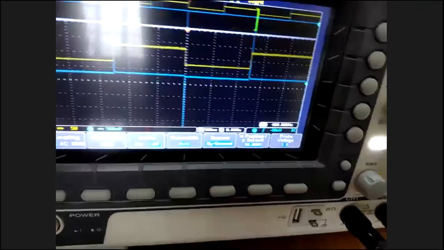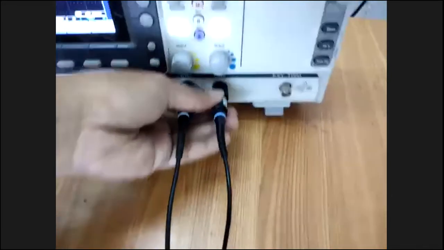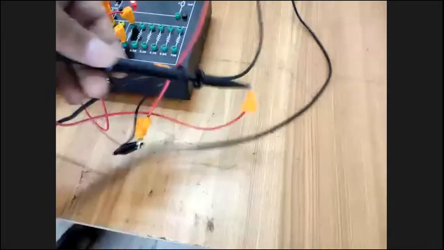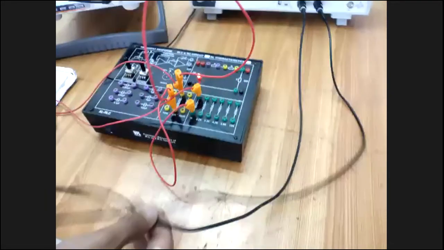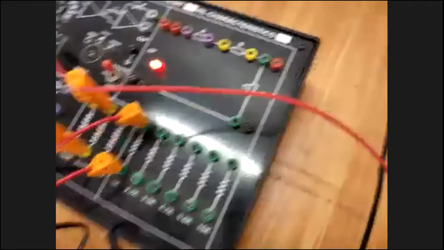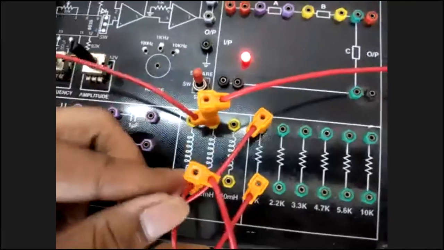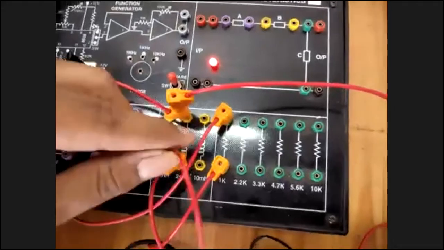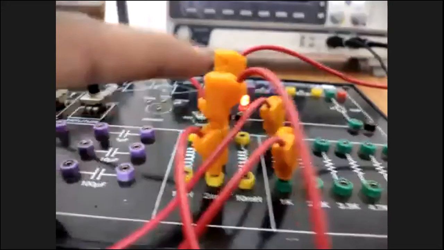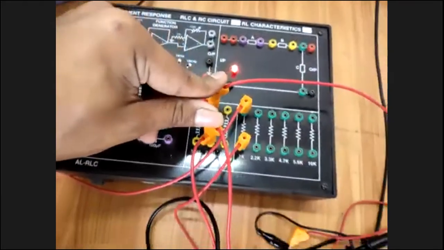Next, the output is in channel 2. You can clearly see channel 2 is also connected. In channel 2, one crocodile jack is connected to the output of the signal. In the output of the circuit, we connect the output terminal through the inductor. You can clearly see the double patch cord here, so in the inductor output we can find the signal through the inductor.